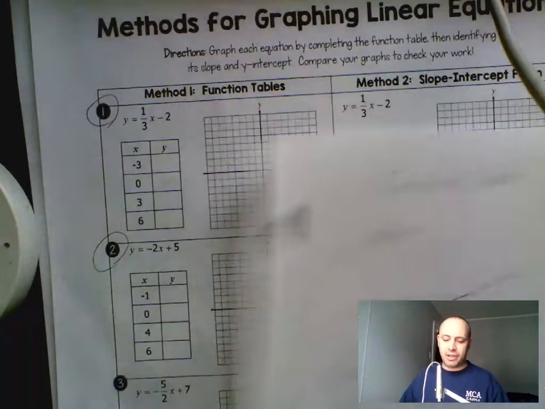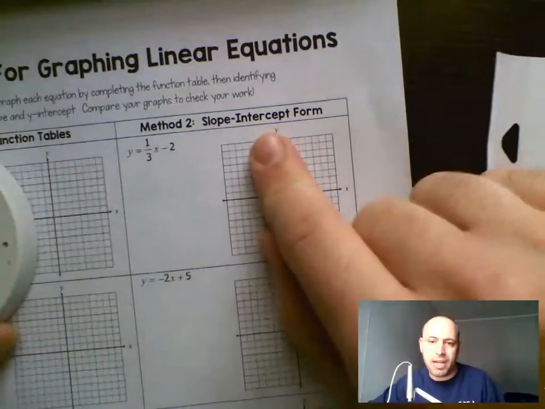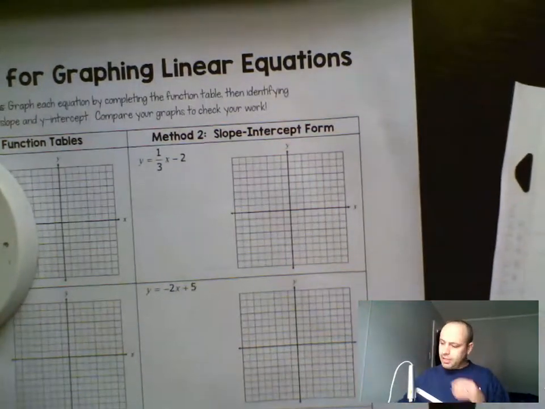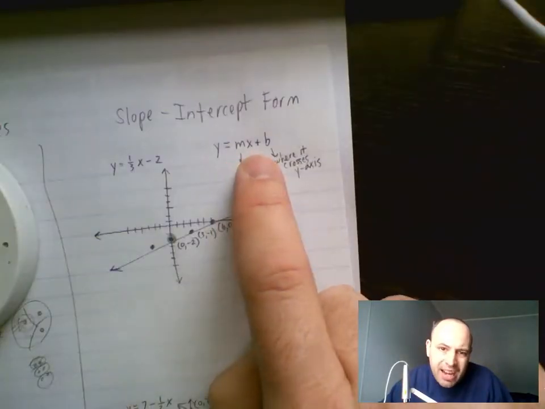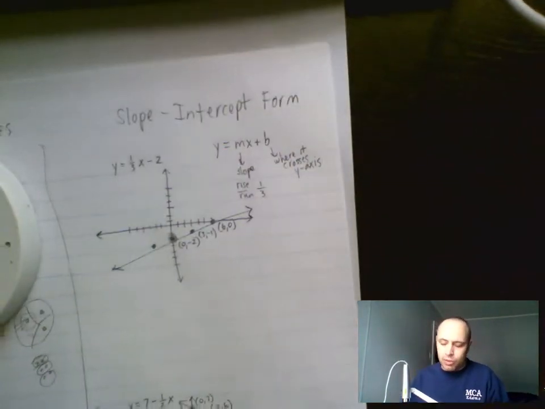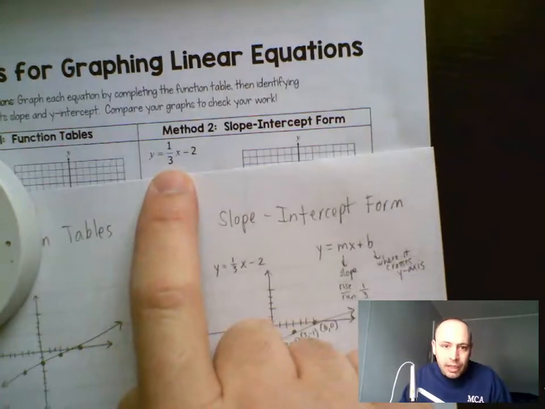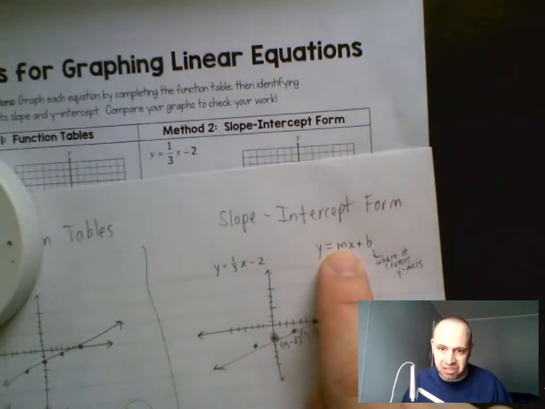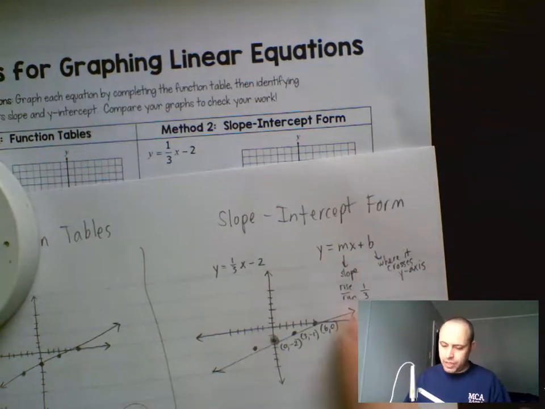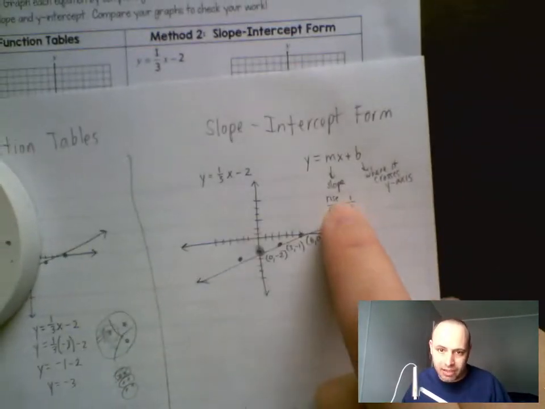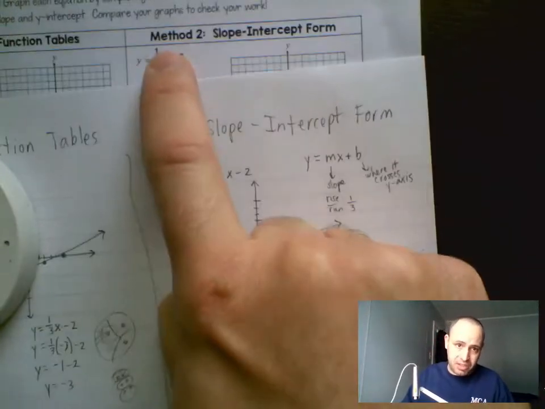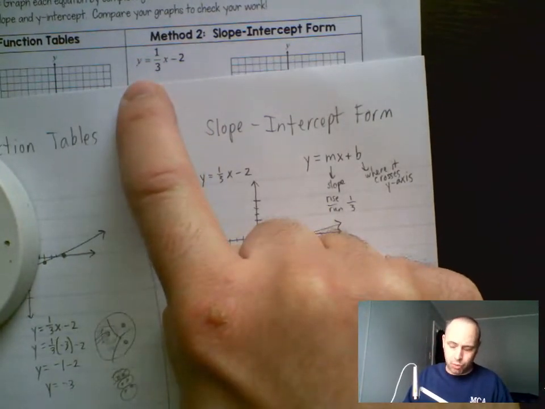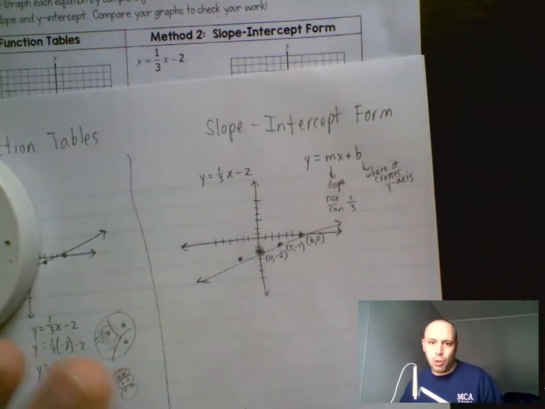On the second side, they want you to look at a different way. This is called the slope-intercept form. In this case, they're looking at this equation that we learned about, y equals mx plus b. They give us the number before the x, that's going to be the m, or the slope. We have to remember that slope is our rise over our run. So in this case, it'd be a rise of 1 over a run of 3. Hold on to that slope for a second.